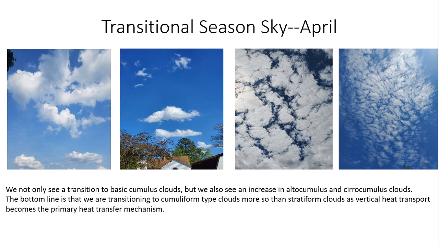So now we have a cumuliform cloud in the mid-levels of the atmosphere. And then the graphic on the right shows cirrocumulus clouds. Again, it looks like that woolly sheepskin. So April is a big month across southeastern Virginia. As we transition to a basic cumulus cloud, we get other cumuliform clouds at different levels in the atmosphere. Again, the altocumulus and the cirrocumulus. The bottom line is that we are transitioning to cumuliform type clouds. We're seeing that more than the layered stratus clouds as vertical heat transport becomes the primary heat transfer mechanism.